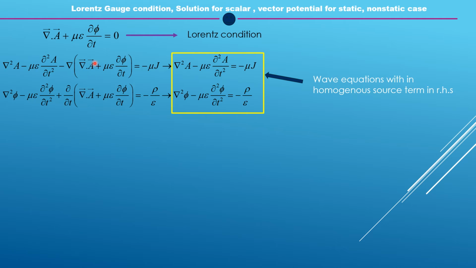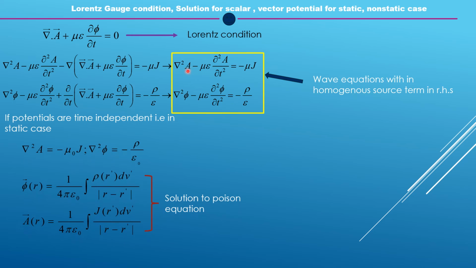You remember that divergence of A plus mu epsilon, meaning 1 by c square, del phi del t, is called the Lorentz gauge condition. So this term is 0. So you will reach the Maxwell's wave equation. This is a wave equation with an inhomogeneous term on the right hand side. This is actually called the box operator, grad square minus 1 by c square del square by del t square. So we write box square A is equal to minus mu J, box square phi is equal to minus rho by epsilon.